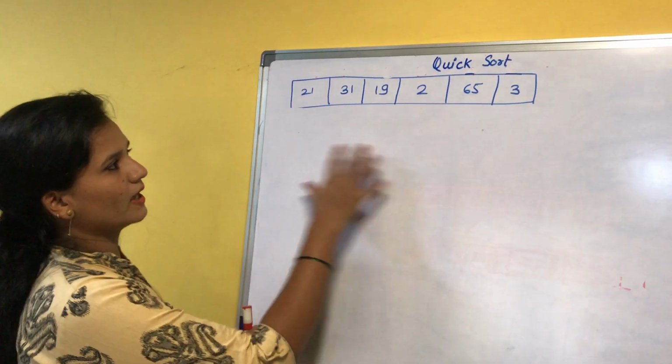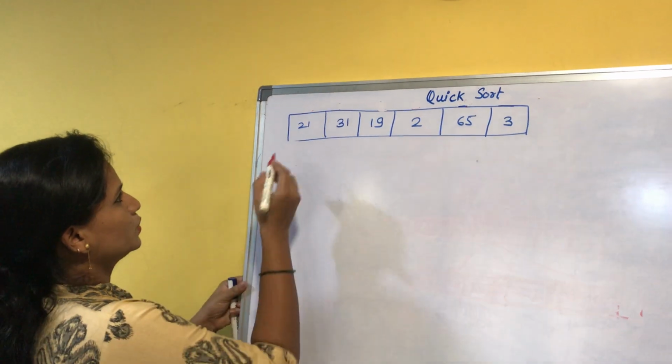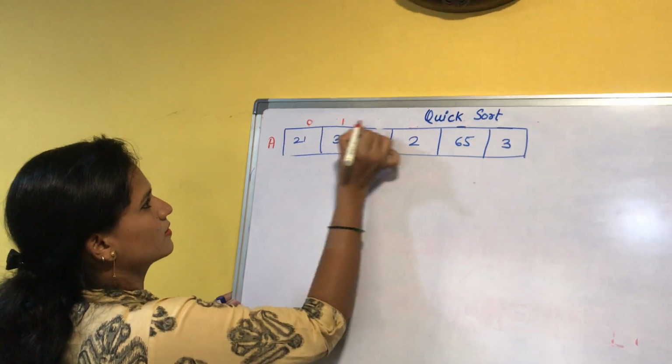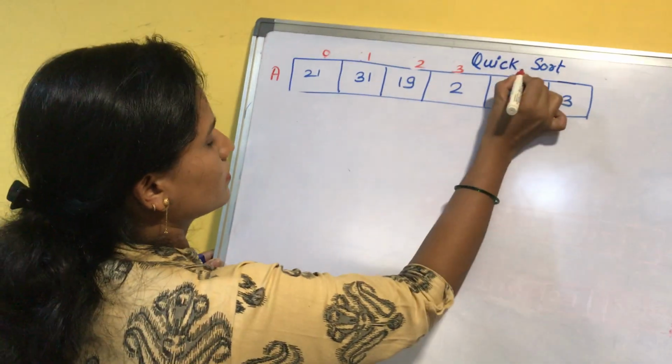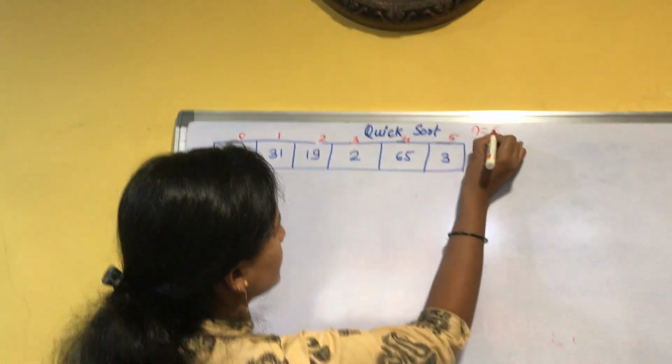I have taken one array here. There are 6 elements in the given array. I'll just do the initial setup. The name of the array is, suppose, A, with its indices. The number of elements is 6.